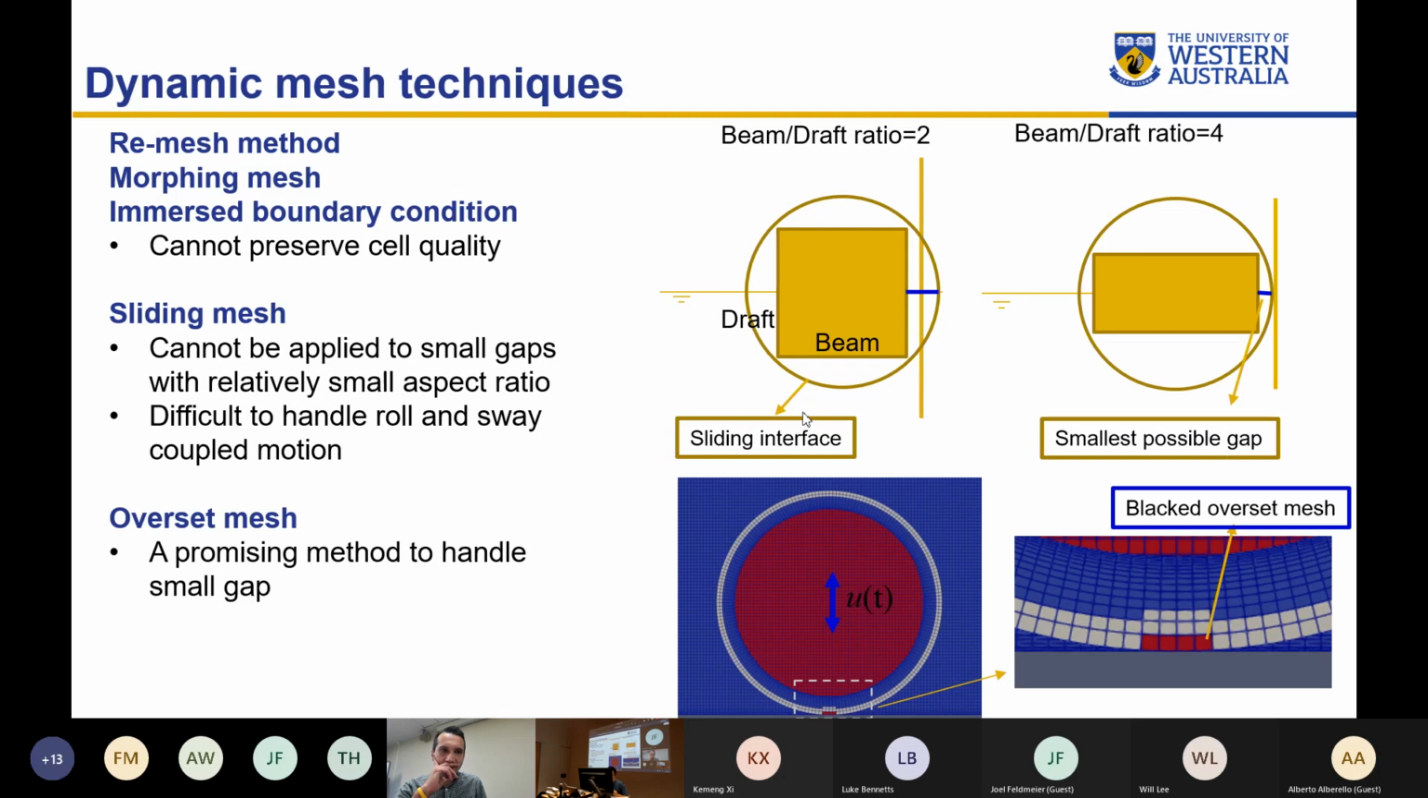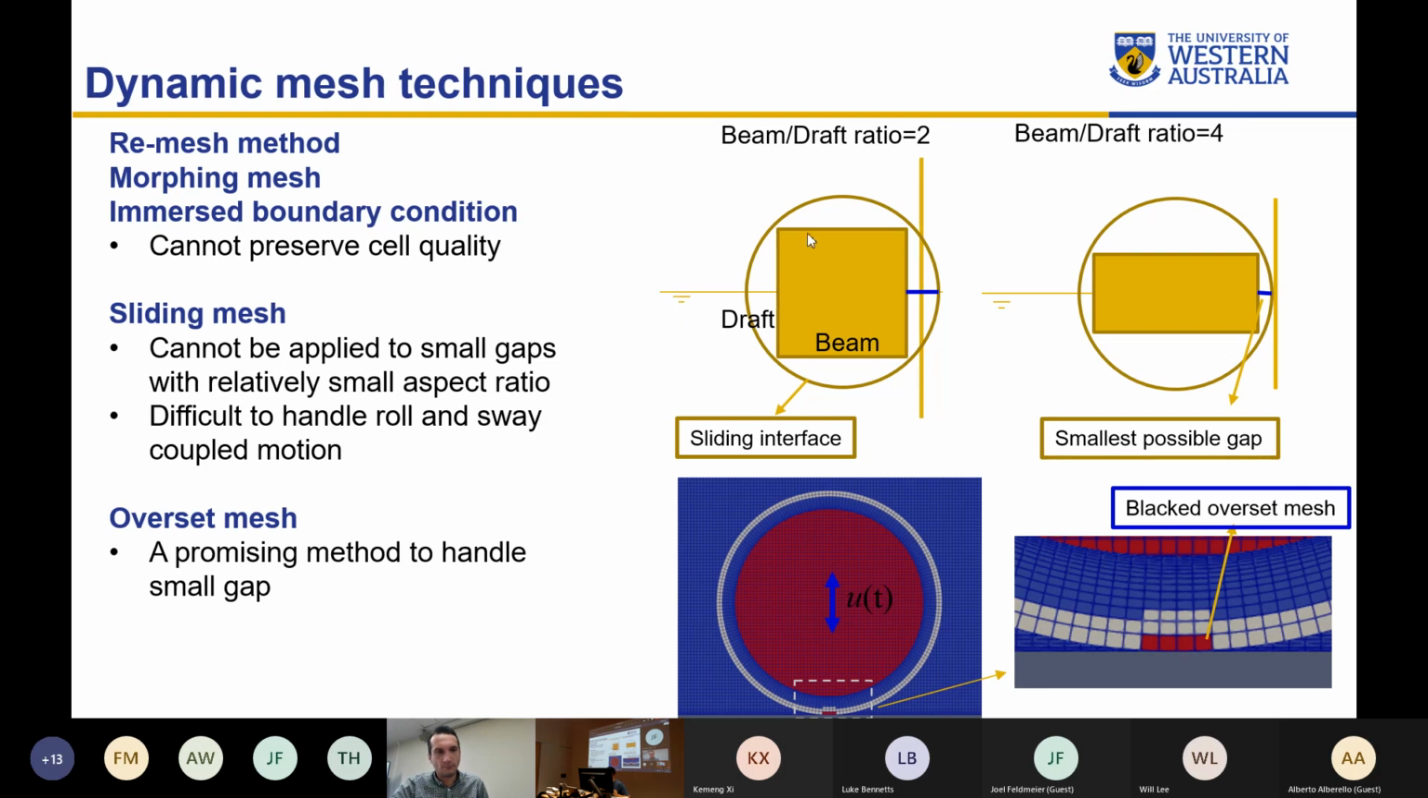To make sure the mesh quality can be preserved, the sliding and overset mesh are 2 potential options. And for sliding mesh, once the sliding interface is determined, the distance between the sliding interface and the water line on the hull determines the smallest possible gap.